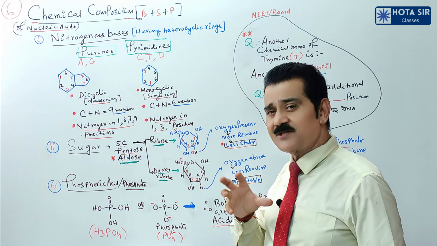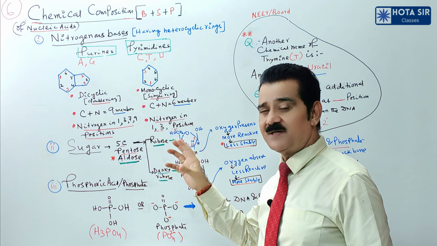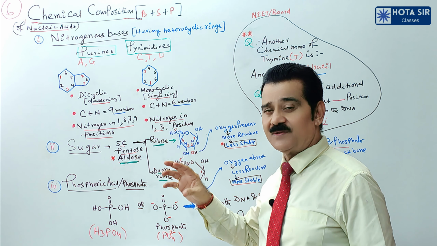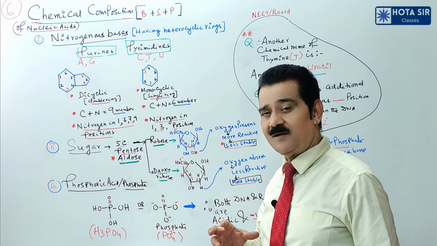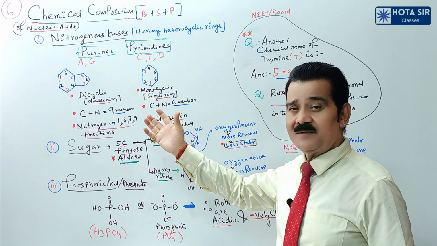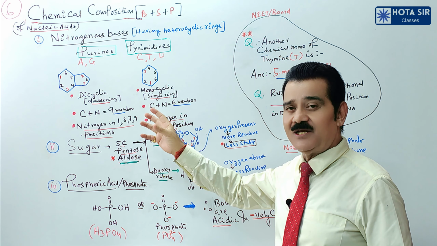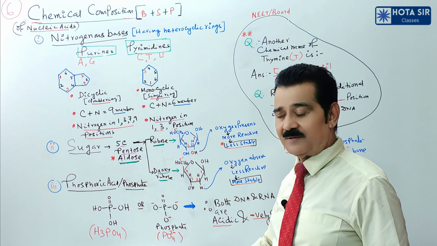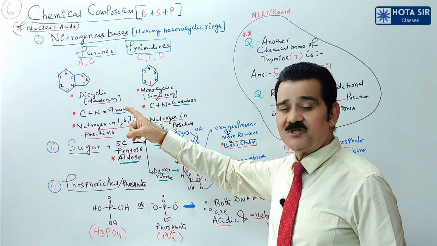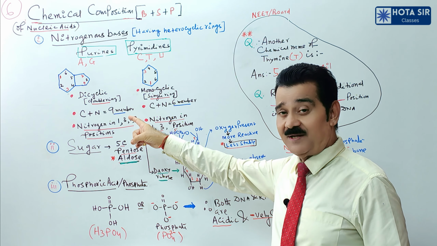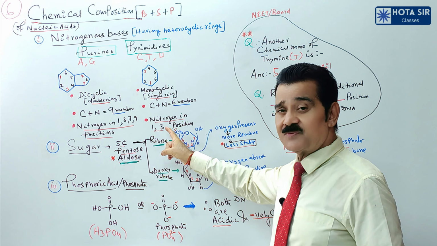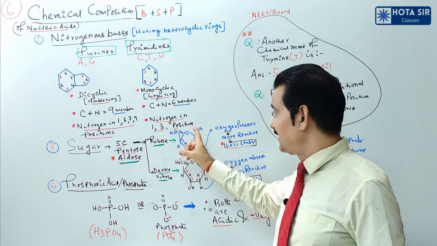Now I have given a simple general structure of the purines and pyrimidines. Detailed individual structures of adenine, guanine, cytosine, thymine, uracil you have studied in the biomolecules chapter in standard 11. So only for your convenience I have given the general structure so you can memorize. Now the next point: nitrogen at 1, 3, 7, 9 positions in purine bases. Very, very important, my dear children. Here in pyrimidine bases, nitrogen is found at 1 and 3 positions.